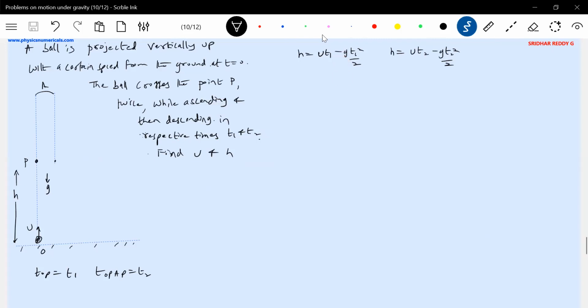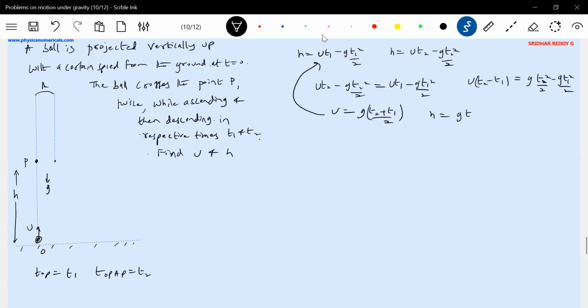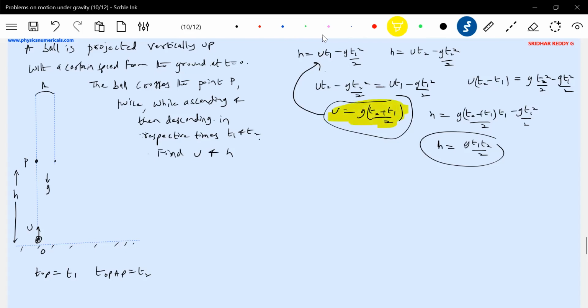So equating these two, u t2 minus g t2 square by 2 equal to u t1 minus g t1 square by 2. I already solved it. We have solved this equation: u (t2 minus t1) equal to g by 2 (t2 square minus t1 square). So u equals g (t2 plus t1) by 2. Substitute this value of u there, and we are going to get h. That finds h and u.